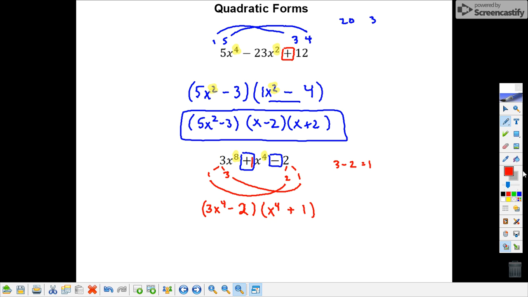Once again, we need to check to see if these factor down more. So this is to the 4th power, this is also to the 4th power. If it's to the 4th power and there are 2 terms, it could be a difference of perfect squares again. However, 3 and 2 are not perfect squares. Now on this one, 1 is a perfect square, however, it's not a difference with adding. So we are done factoring.